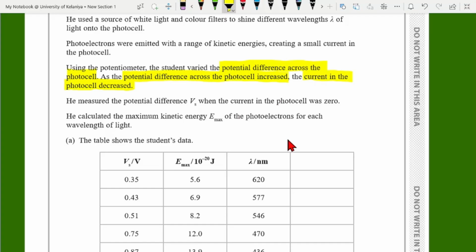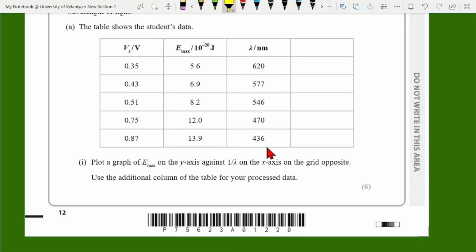He calculated the maximum kinetic energy of the photoelectrons for each wavelength of light, and here the table shows the student's data. Right, now what should we do? In the first one, plot a graph of maximum kinetic energy on the y-axis against 1 over lambda on the x-axis on the grid opposite. Use the additional column in the table for your processed data.